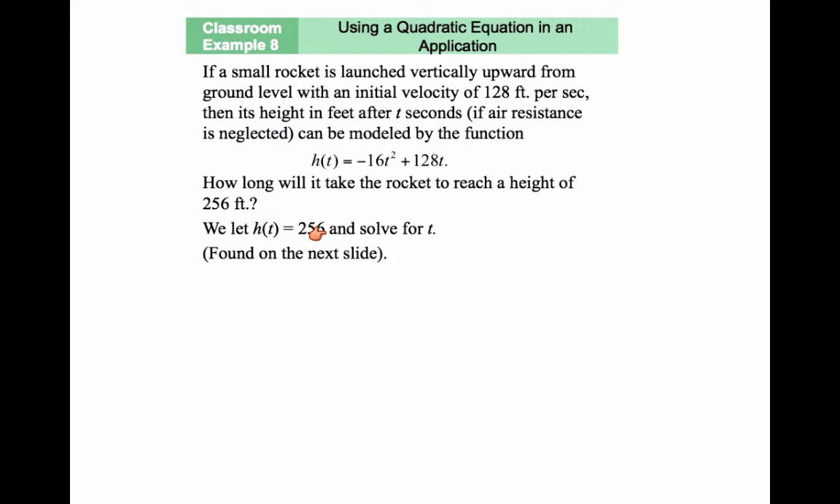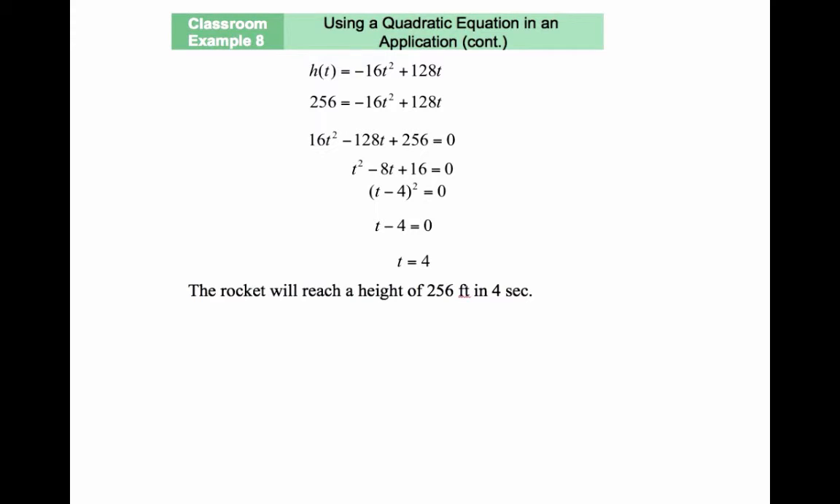So, in other words, we want to let h of t equal 256 and solve for t. So let's do that. H of t, this height, we want it to be 256, so we replace that with 256, and then we have a second order equation to solve for. It's not in standard form yet, but we can work that out. So all we have to do is let h of t be equal to 256. That's also given to us.